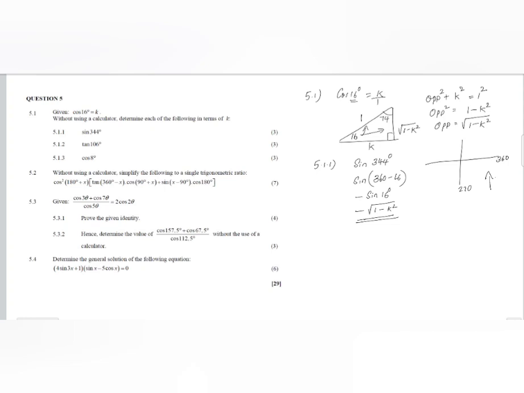Then 5.1.2, next question. What is that? Tan 106 degrees. Okay, tan 106. It is tan of 90 plus 16. So tan of 90 plus 16.